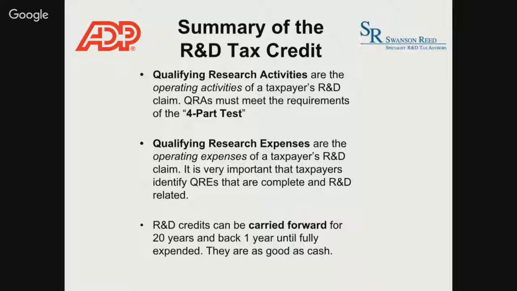All right, so in summary, we have learned that qualifying research activities are the operating activities of a taxpayer's R&D claim. QRAs must meet the requirements of the four-part test. Qualifying research expenses are the operating expenses of a taxpayer's R&D claim. It is very important that taxpayers identify QREs that are complete and R&D related. And lastly, R&D credits can be carried forward 20 years and back 1 year until fully expended, and they are as good as cash.